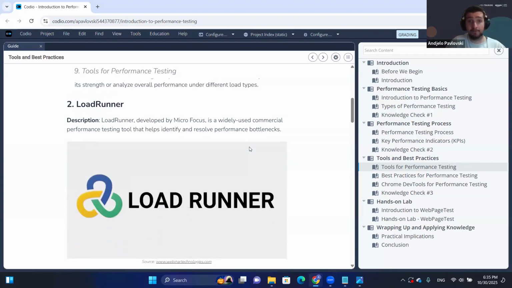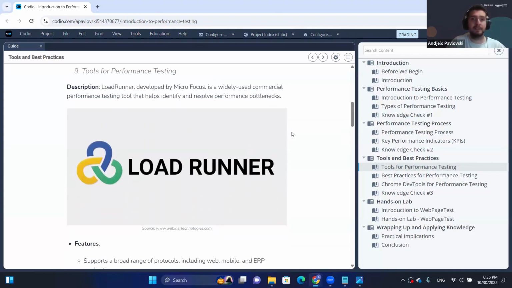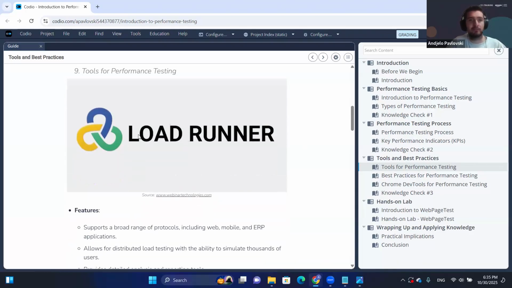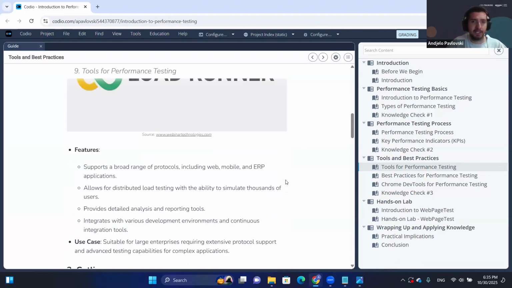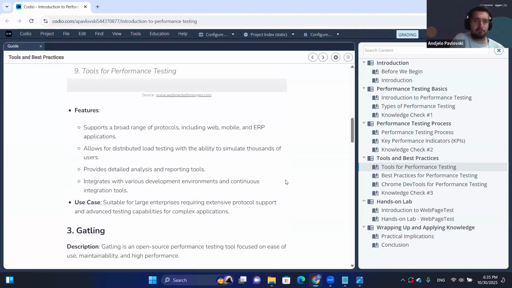Second, we have LoadRunner. And basically, this is, I would say, something similar to JMeter, but not as widely used. Again, it supports a big range of protocols. It is good for distributed load testing, so it can simulate a lot of users for distributed databases even. It gives good reporting and analysis. Again, quite similar to JMeter, and it can be integrated into CI/CD pipelines, which is a very big plus.